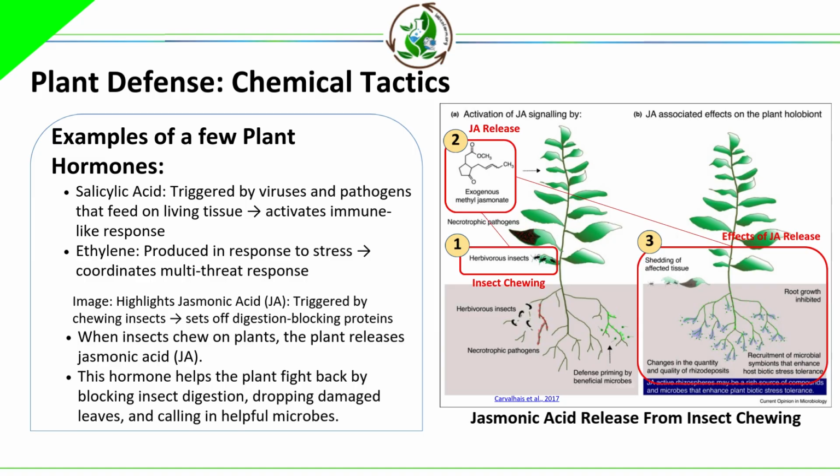And here's the important part for agriculture. When farmers understand these signals, they can choose or breed crop varieties that react faster and stronger, making plants more resilient without relying only on chemicals.